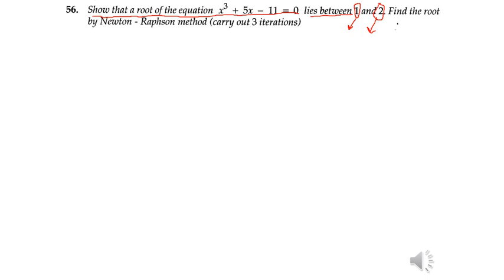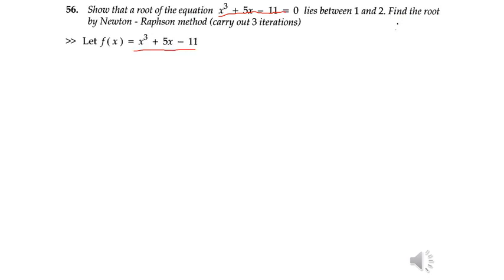Then they are asking us to find the root by Newton-Raphson method. So first we need to prove x naught lies between 1 and 2. Then we need to improve our x naught by Newton-Raphson iterative formula. So we have considered the given equation as f of x.